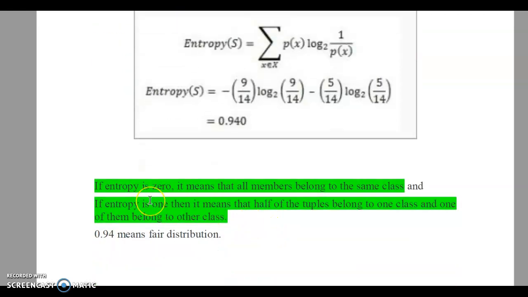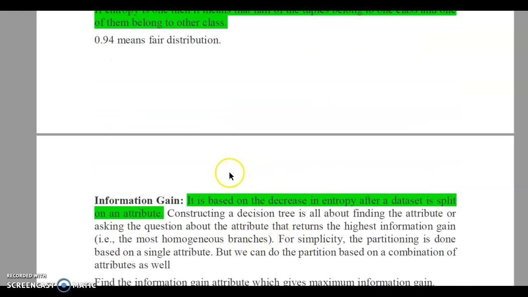If entropy is 0, it means that all members belong to the same class. If entropy is 1, it means that half of the tuples belong to one class and the other half belong to the other class, meaning your data set is divided into two equal parts. And here 0.94 means a fair distribution. Then next is information gain.